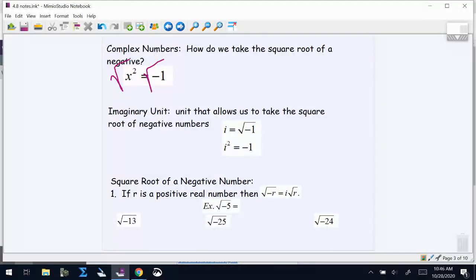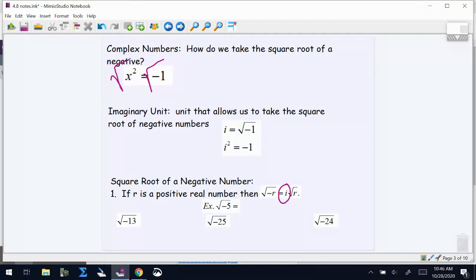We are not going to use a calculator in this first video. In the second and third videos, I am going to show you some calculator buttons that also make things a little easier. So if you look down at the bottom, where it says the square root of a negative number: if r is a positive real number and we take the square root of it, then all we're doing is putting this i in front to denote that it started out as a negative value underneath.